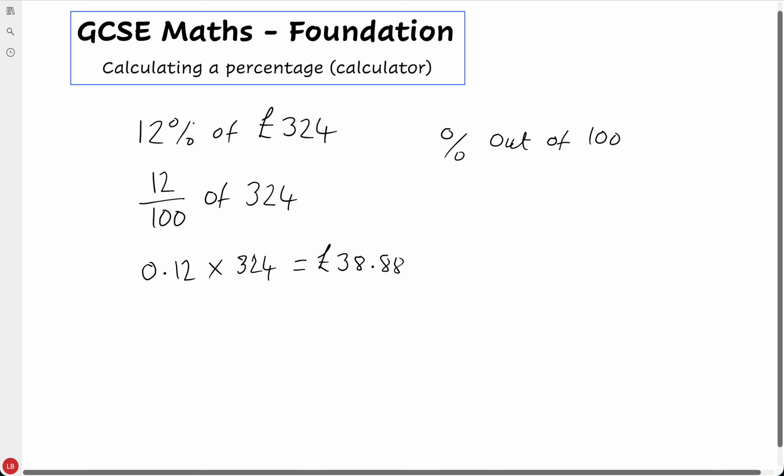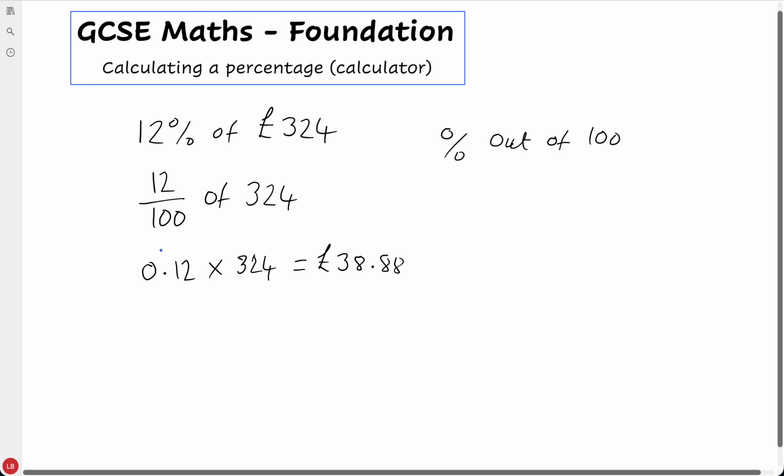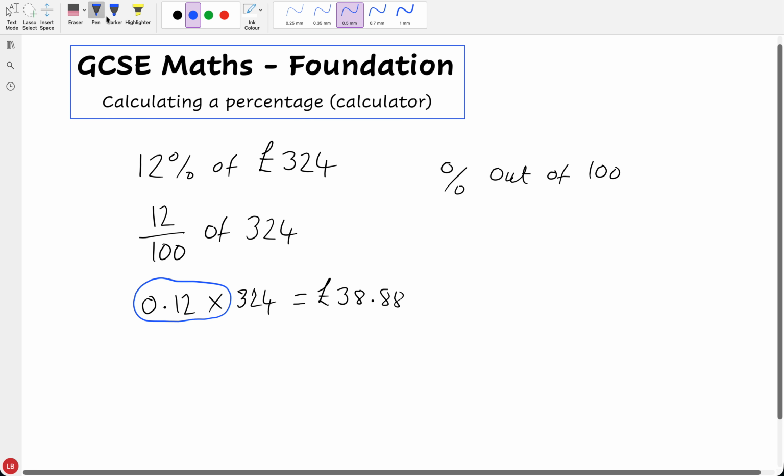So this is all about doing those decimal multipliers. So let's just concentrate on those. 12% meant timesing by 0.12. So let's do a little bit of practice to make sure we are okay with that.